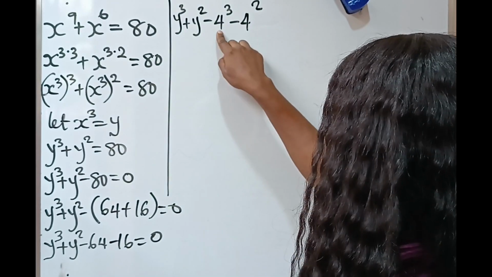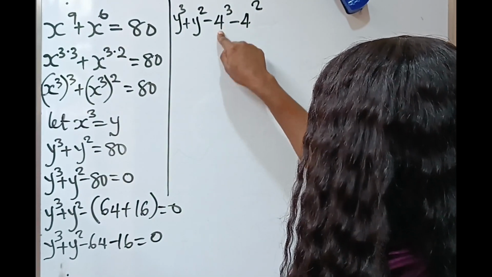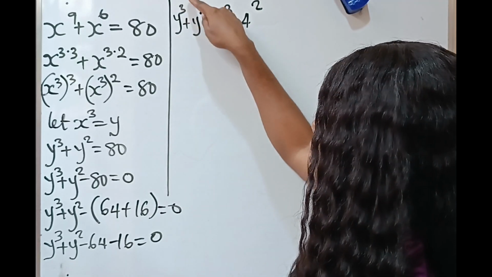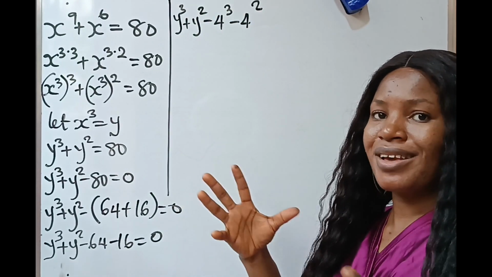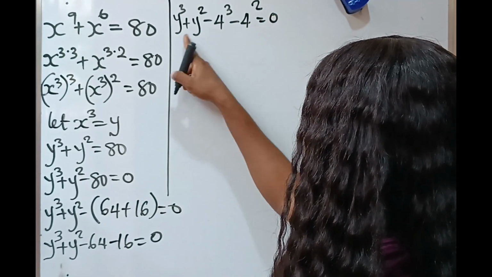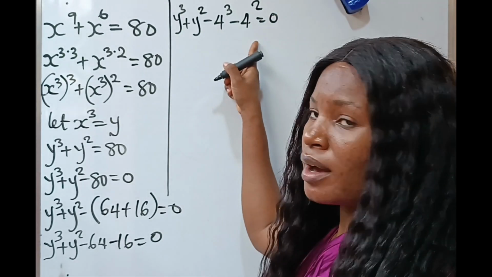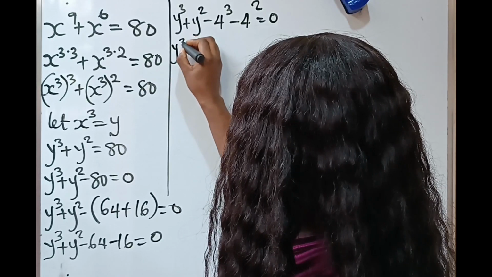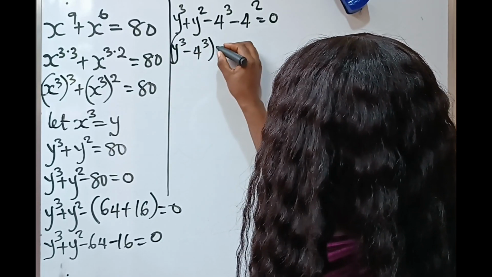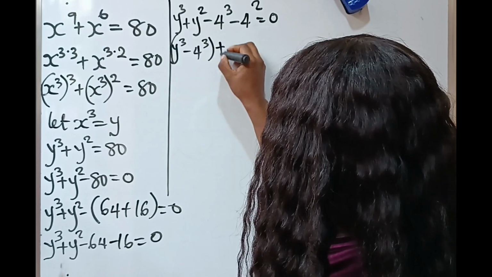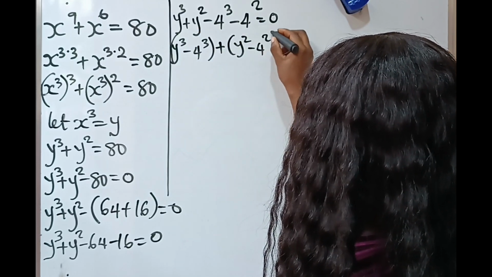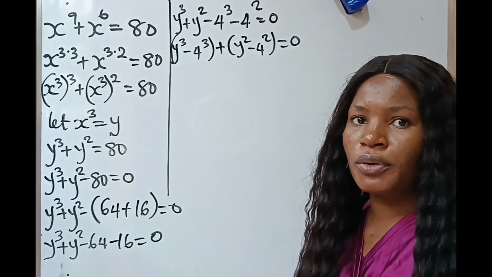So you can see that they are the same. This is the same number raised to the power of 3 and raised to the power of 2, just like we have the same number raised to the power of 3 and to the power of 2 here. So we can easily factorize. And this is equal to 0. So we are going to bring cubes together and squares together. So we have y to the power of 3 minus 4 to the power of 3, plus y squared minus 4 squared together is equal to 0.